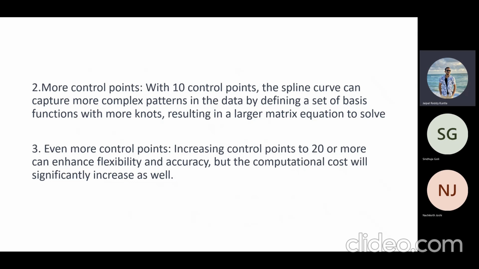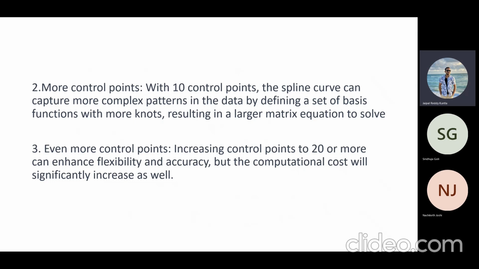In the few, we are considering only five. In the more control points, we are considering 10. In the even more control points, we are considering 20. So for more control points, with 10 control points, the spline curve can capture more complex patterns in the data by defining a set of basis functions with more knots, resulting in a larger matrix equation to solve.